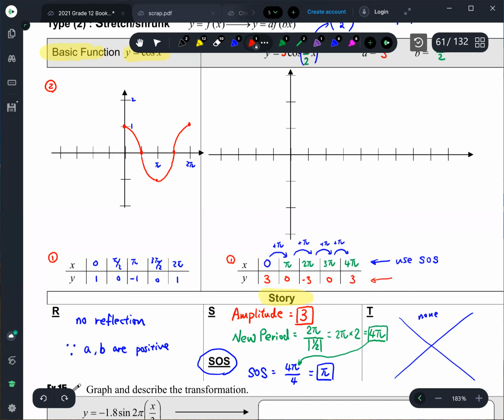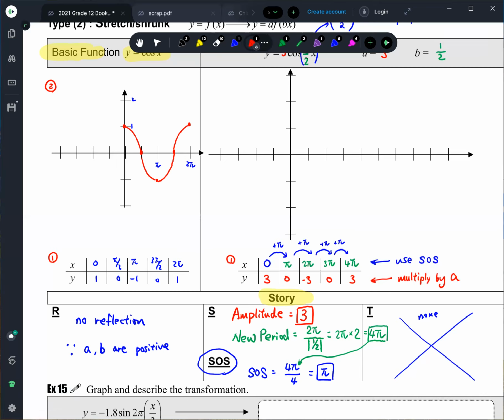Okay, so for the Y, you use amplitude or the A, right? Use A to figure it out. Okay, so you multiply by A. Let's change it, okay? Multiply by A. Any questions? Okay, this part should be pretty easy.